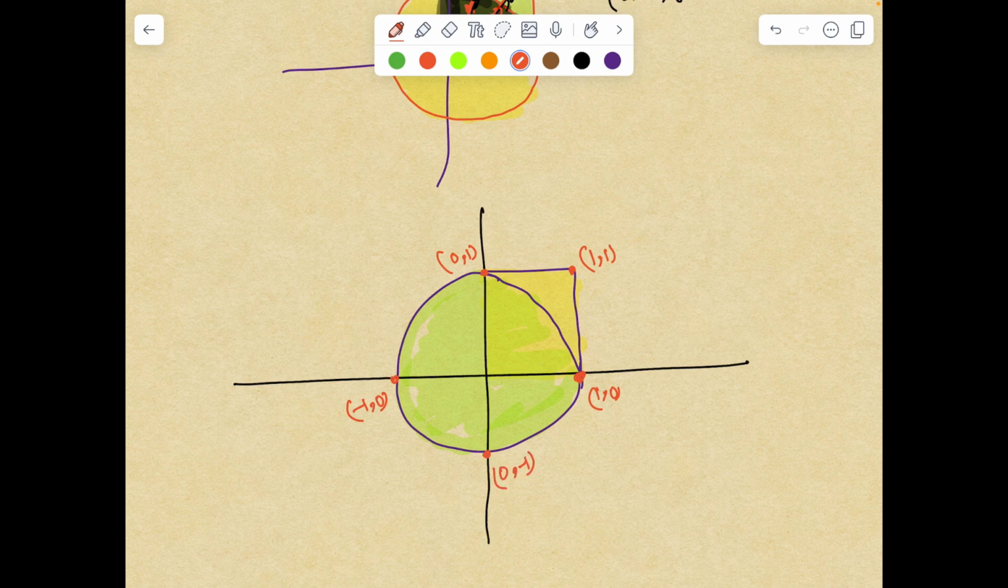0, minus 1. So remember, I'm not using critical point with respect to calculus here. These are the special points which give us a rough feel of how the graph will look. Of course, we have 0, 0 over here.